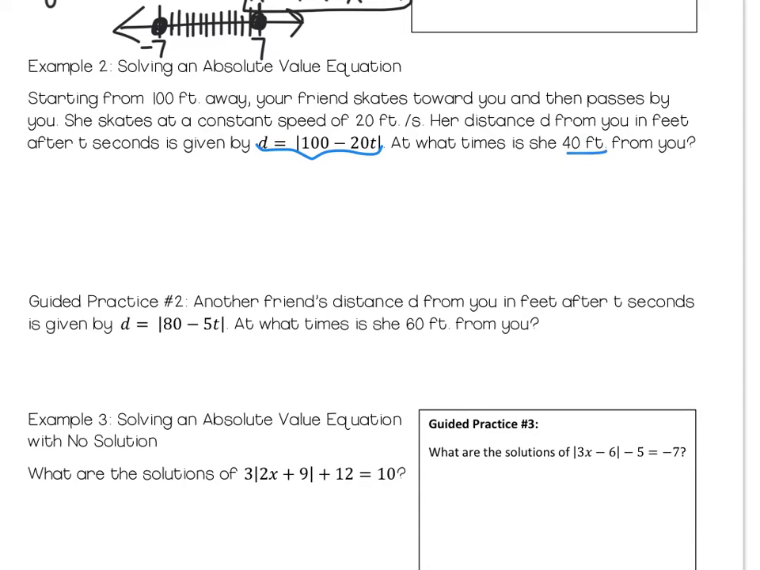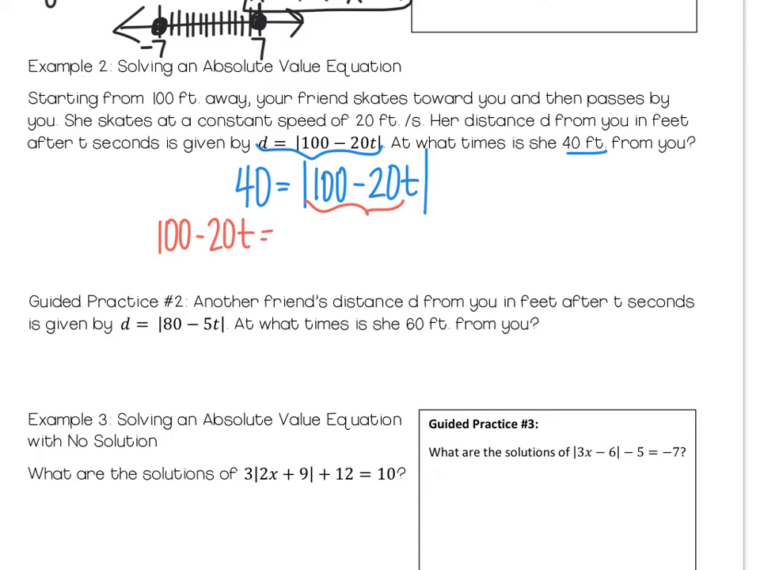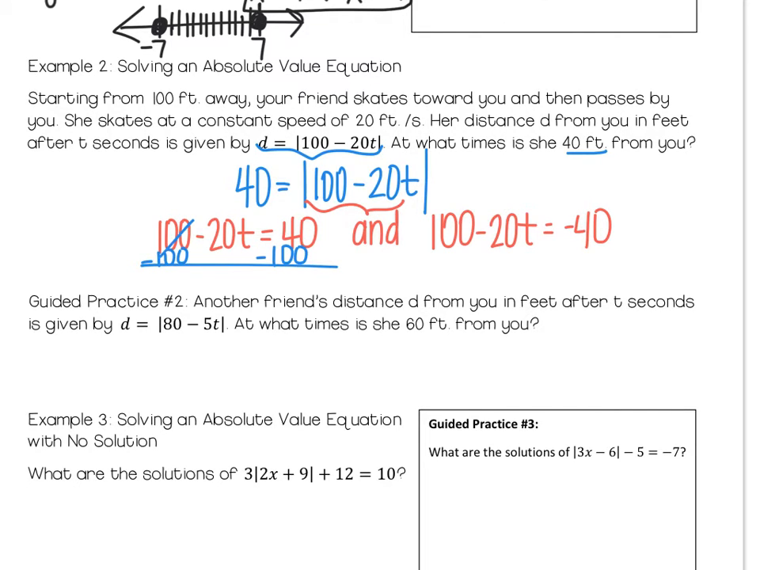So 40 feet is distance, so I'm going to replace d with 40. You have to think of that on your own. But since 40 feet is distance, it's going to plug in for d for distance. It's obviously not going to be t for time. Now you take what's inside the absolute value, which is 100 minus 20t, and you set it equal to positive 40, and you set it equal to negative 40, so 100 minus 20t equals negative 40. So you have to do both. Then you solve those two separate equations. So we're going to subtract 100, and we get negative 20t equals negative 60.